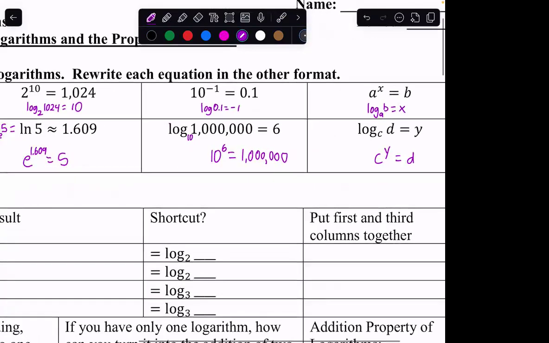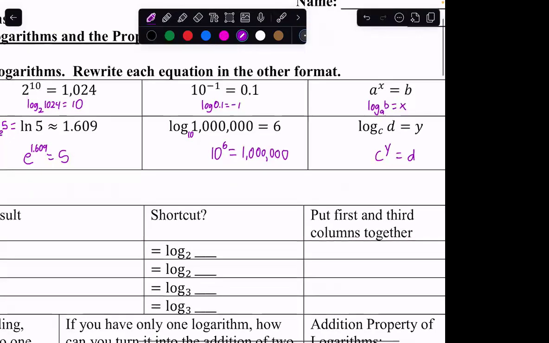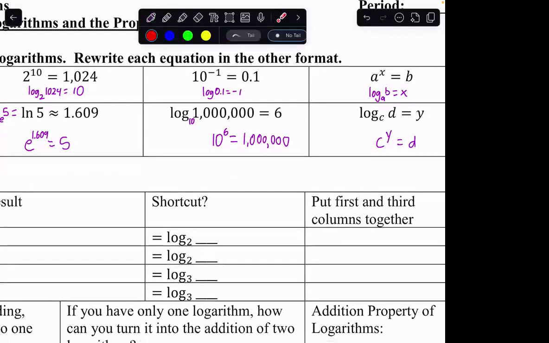Okay, so again, make sure you are familiar with this relationship back and forth between exponential and logarithmic equations. Okay, so questions on any of these?